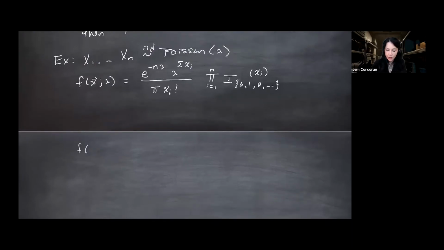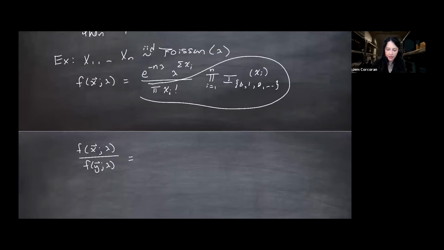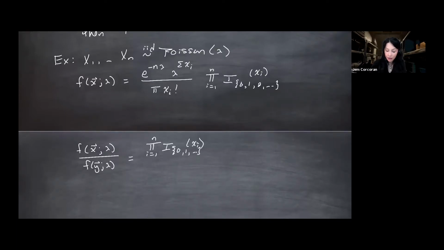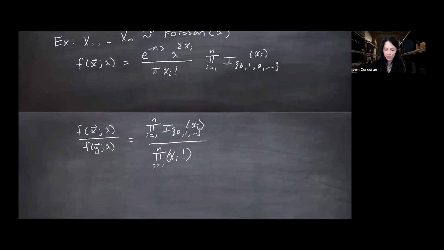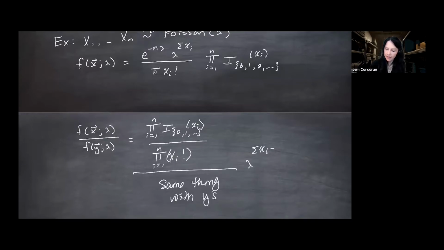So if I form this ratio, f of the vector x and lambda over f of a vector of y's and lambda, then the e's are going to cancel in this ratio, and the x stuff is just going to sit there, and we get a product as i goes from 1 to n of the indicator of the xi over the product as i goes from 1 to n of the xi factorial, over the same thing with the y's, and then lambda to the sum of the x's minus the sum of the y's.